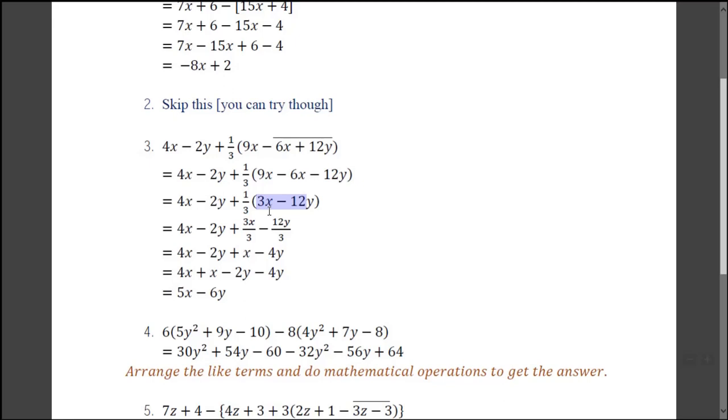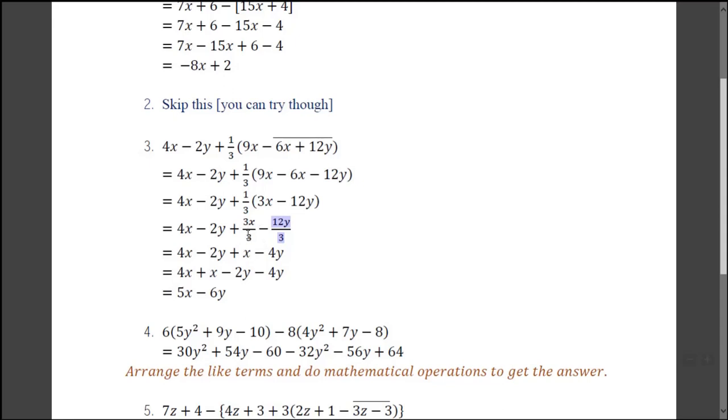Okay, we have learned this in the chapter called fraction, so it will multiply. So 1 by 3 into 3x, it will be 3x by 3. And 1 by 3 into 12y, it will be minus 12y, because plus into minus is minus. So in the next line you can solve this.